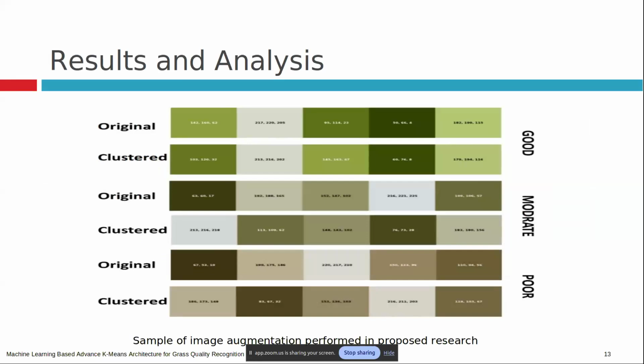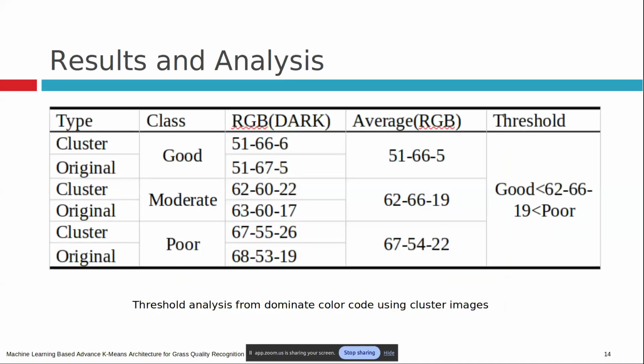This is used by the k-means++ algorithm. And in future, any image of grass we provide to the entire system will be identified as to whether the grass is fresh, moderated, or low quality. This is the output we received from the entire process.